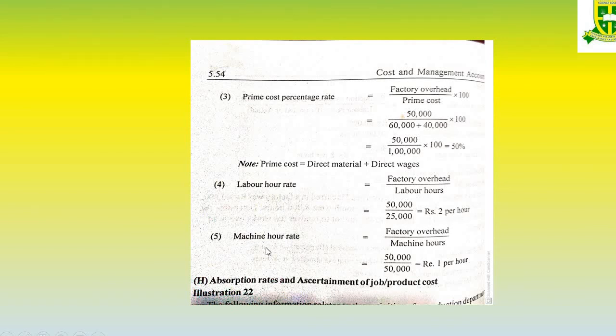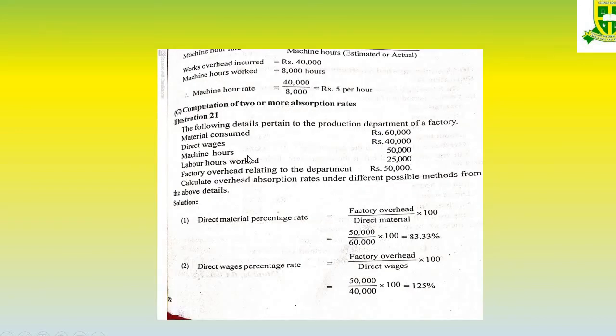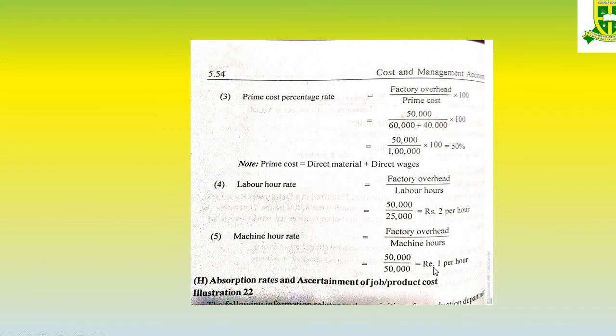The next one is the machine hour rate. The formula is factory overhead divided by machine hours. See in the question whether machine hours are given. The machine hours given are 50,000. So what is the factory overhead? 50,000 by 50,000, which is rupees 1 per hour. So this is how you have to calculate the absorption of overhead.